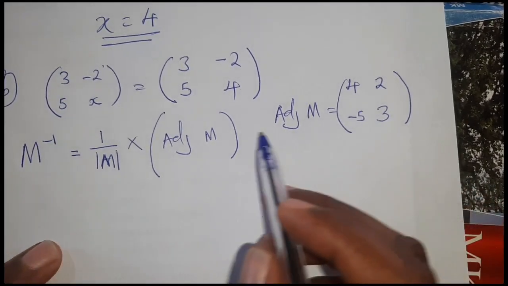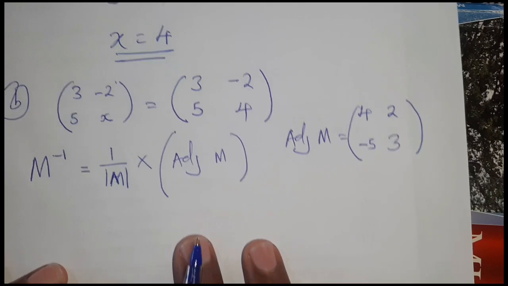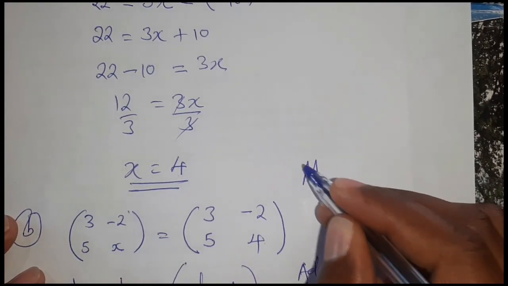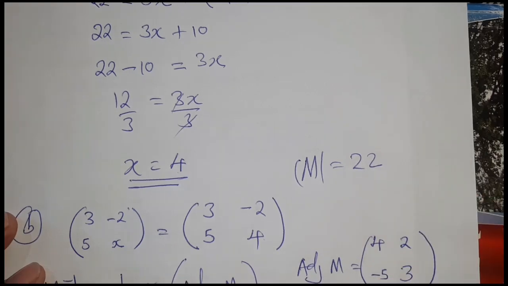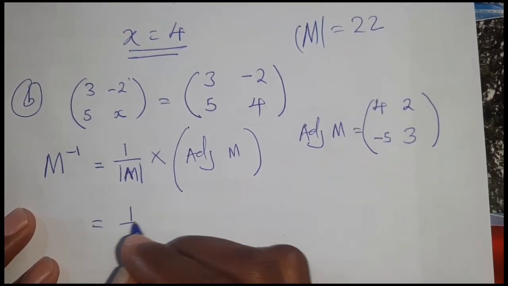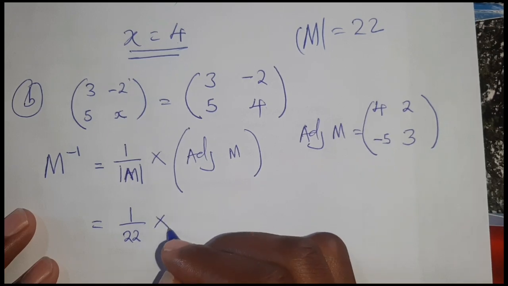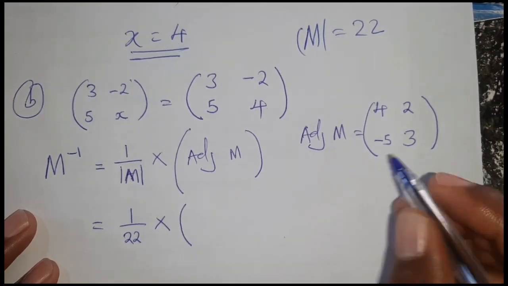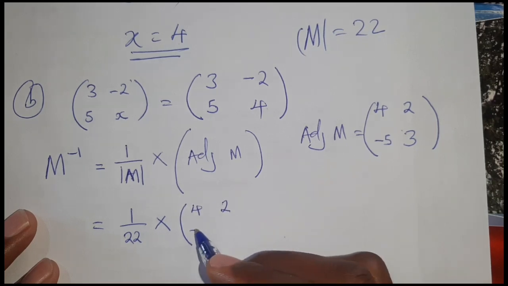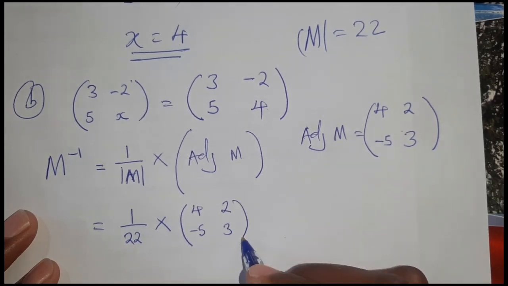Now I can multiply this and the determinant. Remember the determinant we were given as 22. So here you're going to say 1 over 22 times, open bracket, I'm going to bring the adjoint matrix 4, positive 2, negative 5, and a positive 3.